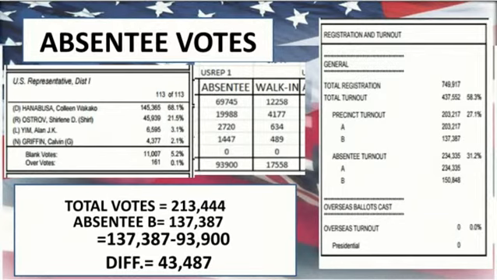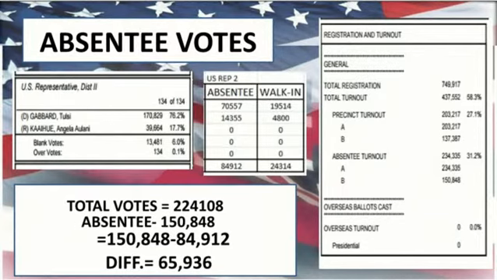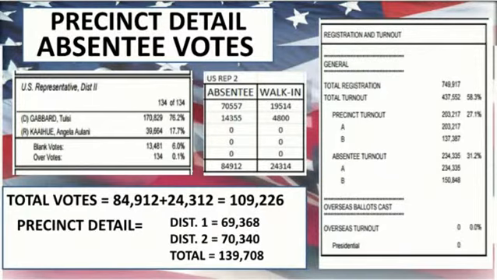Okay, next slide. District 2, again. District 2, the absentee votes came in at 150,848. Now, when I added up Tulsi Gabbard's and all the absentee votes, it was 84,912. And the difference is 65,936 absentee votes. Okay, so 150,000 minus 84,000 is equal to 65,000. Okay, next slide, please. This was the precinct D2 absentee votes.